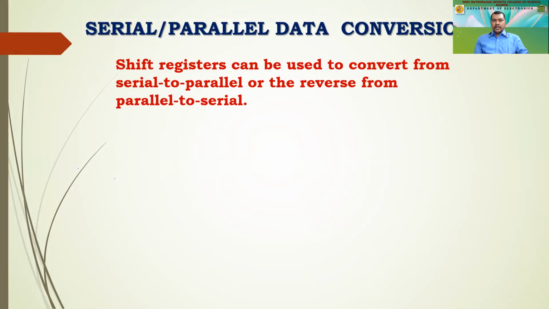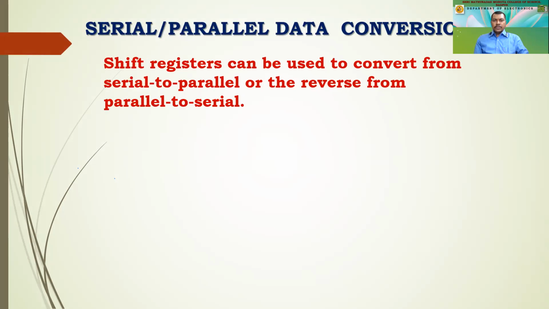Okay, serial and parallel data conversions. Now, shift registers can be used to convert from serial to parallel or reverse from parallel to serial. So they can be used in both fashions. It can convert serial data into parallel. Similarly, vice versa, it can convert parallel data into a serial one, or say both serial in, serial out, or parallel in, parallel out.